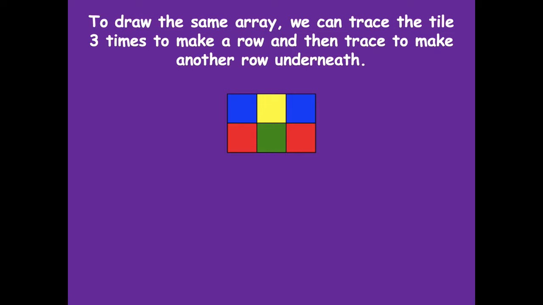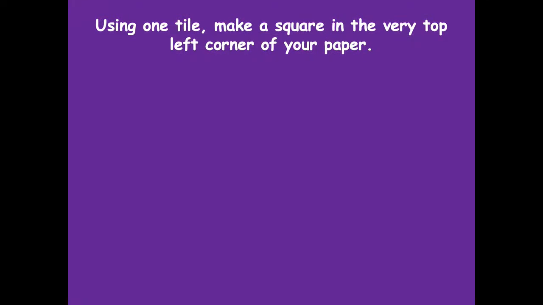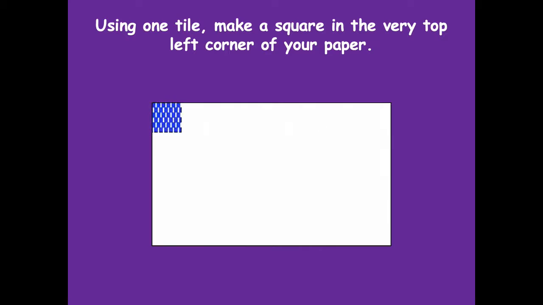To draw the same array, we can trace the tile 3 times to make a row, and then trace another row underneath. Let's remove the tiles from your paper. Using one tile, make a square in the very top left corner of your paper. Take a tile and put it all the way in the very top left-hand corner.